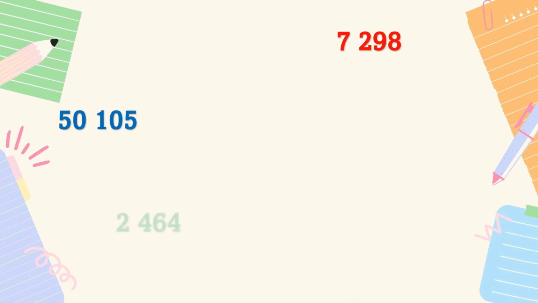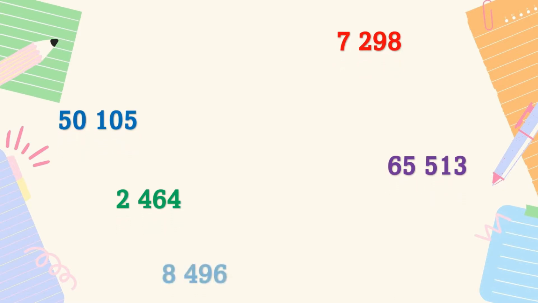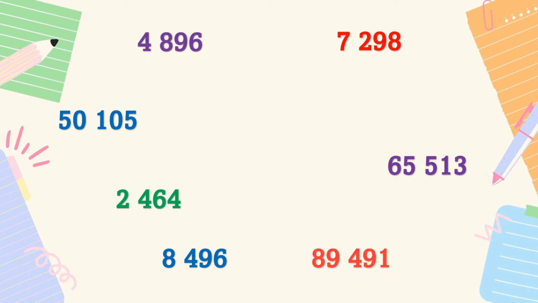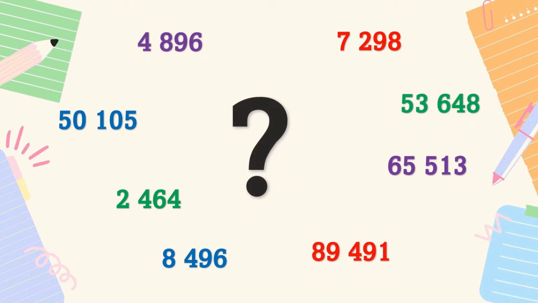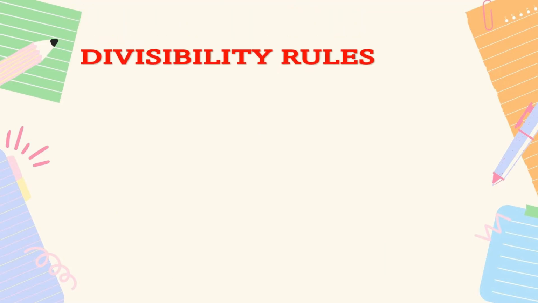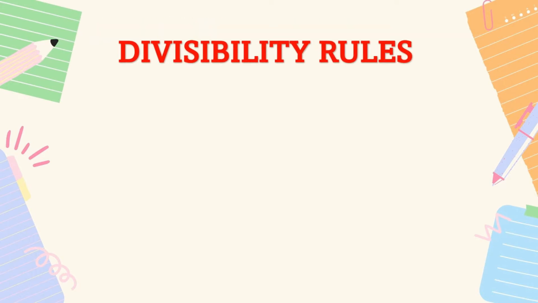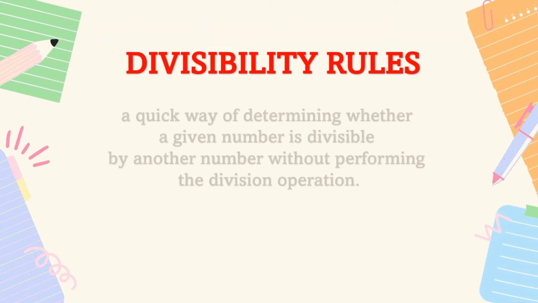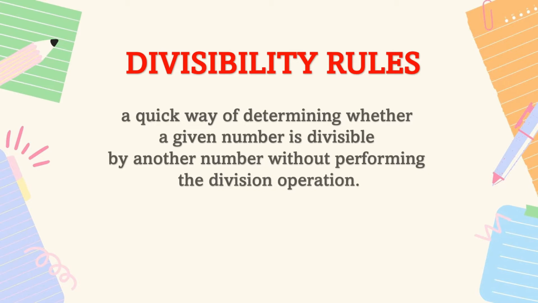What if the numbers are larger? How can we tell that it is divisible by another number in an instant? Don't worry kids, we have a solution for that problem. And it is what we call the divisibility rules. Divisibility rules is a quick way of determining whether a given number is divisible by another number without performing the division operation. Excellent, right?